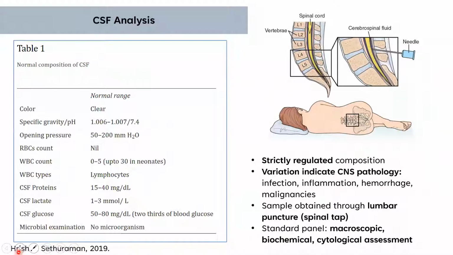Because the CSF is highly regulated, we expect that it's at a certain composition at all times.